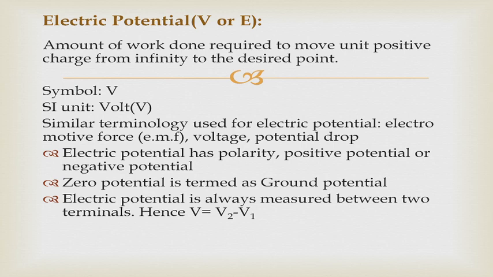Electric potential has polarity, either positive potential or negative potential. The zero potential is termed as ground potential, which is necessary in the circuit. Electric potential is always measured between two terminals, and whenever you measure a potential, it is always a difference between the potentials of two terminals. So if I say it is a 9-volt battery, it indicates that with respect to the negative terminal, the positive terminal represents 9 volt.